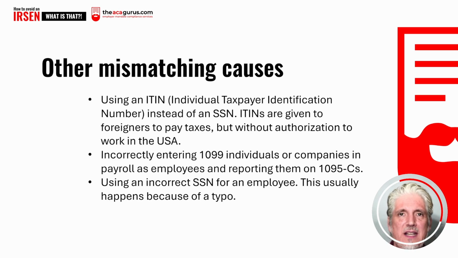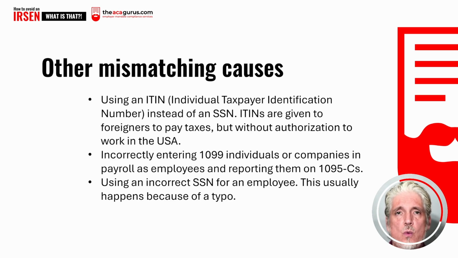Another issue is incorrectly entering 1099 individuals or companies in your payroll system, and submitting them incorrectly as employees. We see this quite a bit. Many companies, just because it makes it a lot easier to make checks or payments and track expenses, just include their 1099 vendors in payroll, and don't have a discriminator, something to show that these are 1099s.